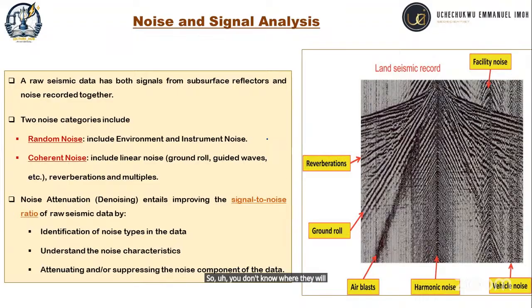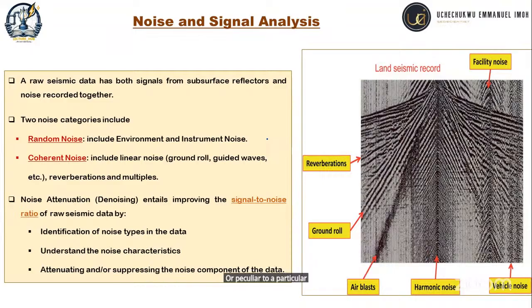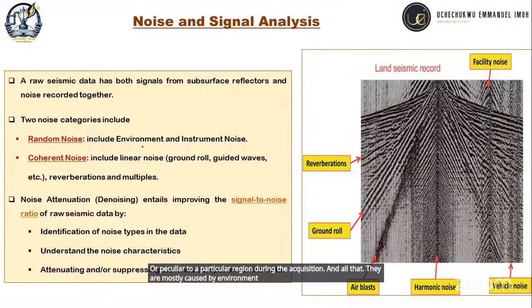As you're moving through shots, you can come to a particular shot and you see that noise. When you go to the next shot, the noise has disappeared, it's not there. So it's peculiar to that particular shot or peculiar to a particular region during the acquisition and all that. They are mostly caused by environmental factors and instrument failures and all that.